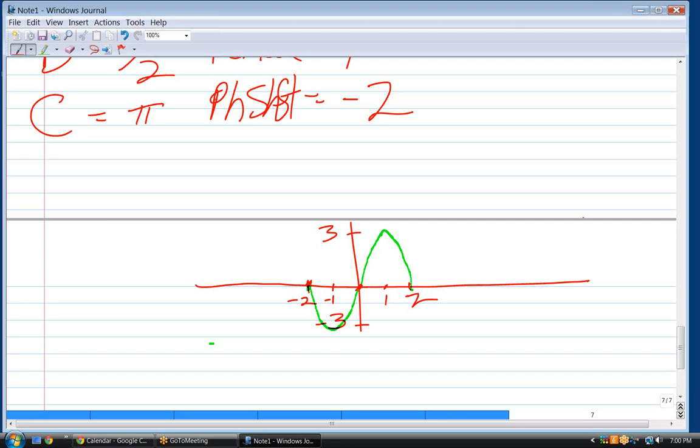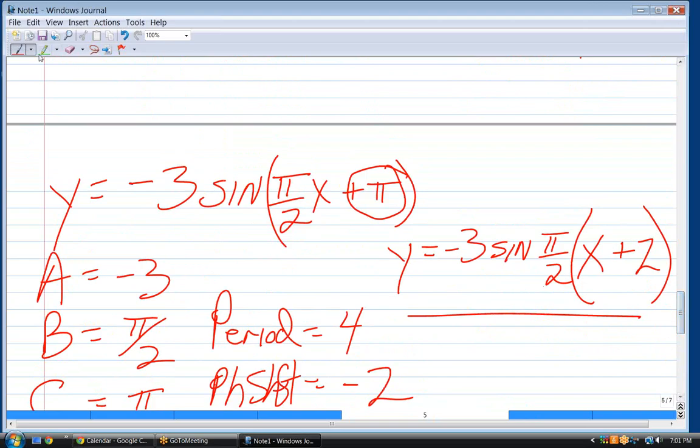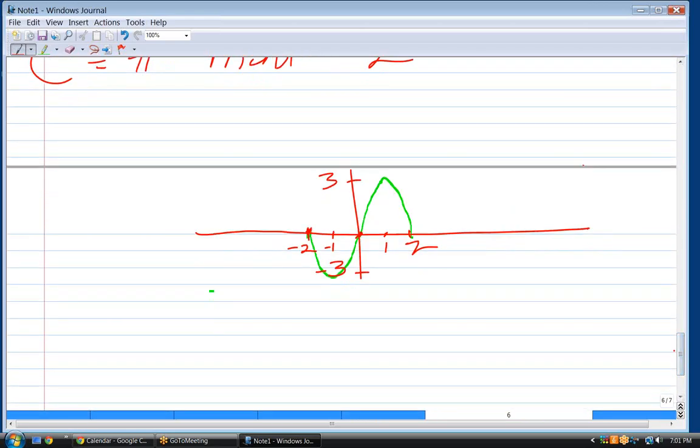Now, if there is a D involved, or whatever letter you call it, do you call it C and D in your general format? Yeah. Okay, good. If there's a D involved, it's real easy. You just shift everything up or down by D. In other words, if I were to add a +4 here, then the whole curve just gets shifted up by 4 units. And instead of going from -3 to 3, it would go from 1 to 7.